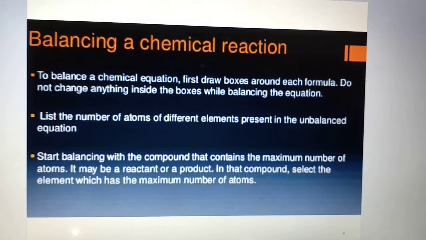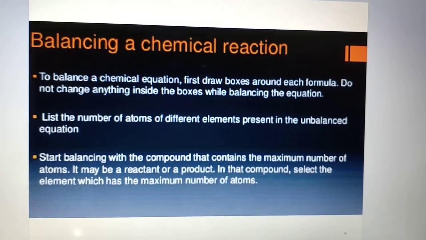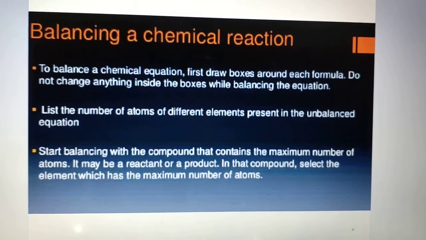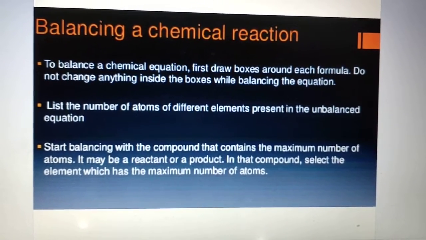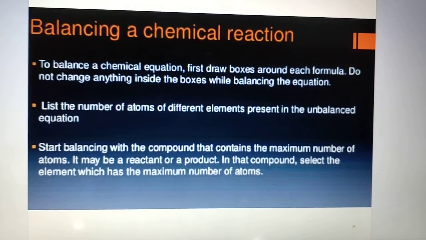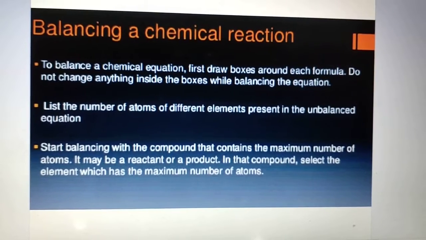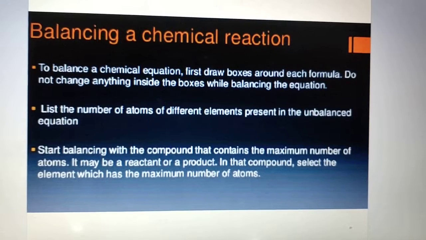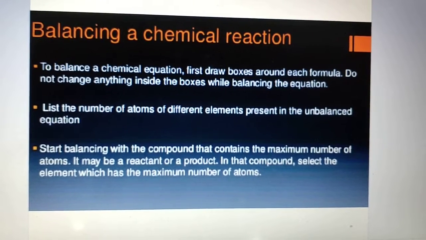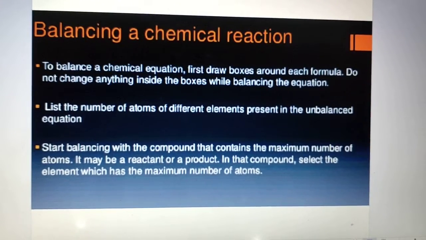Next topic is balancing a chemical reaction. As we know, all chemical reactions obey the law of chemical combination. Therefore, chemical reactions need to be balanced. To balance a chemical equation, first draw boxes around each formula. Do not change anything inside the boxes while balancing the equation. List the number of atoms of different elements present in the unbalanced equation.